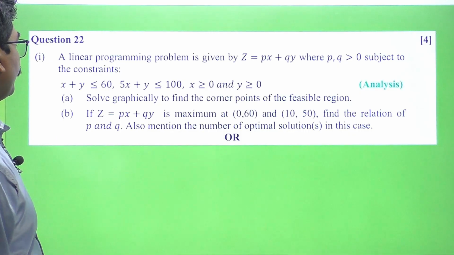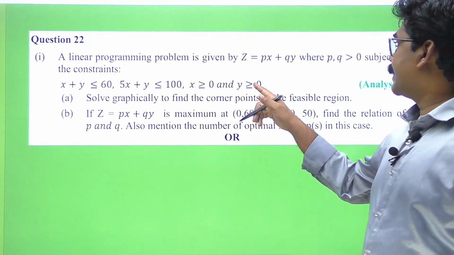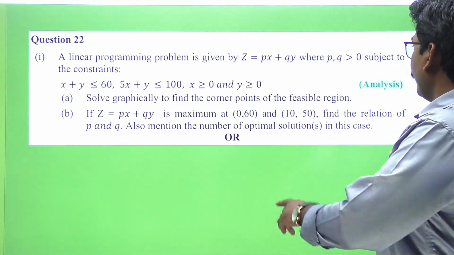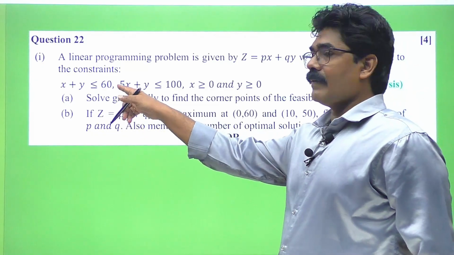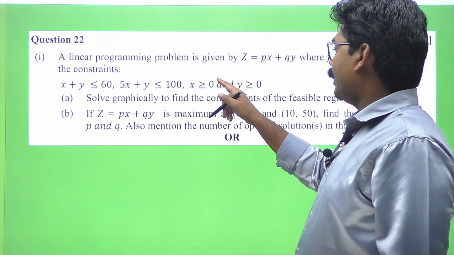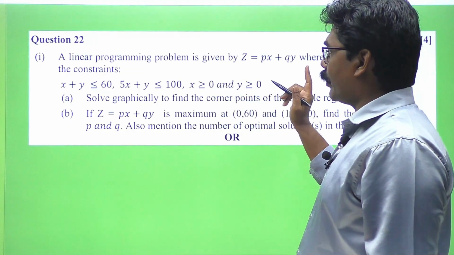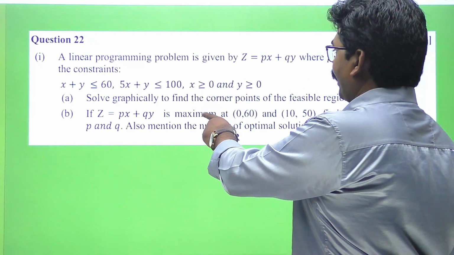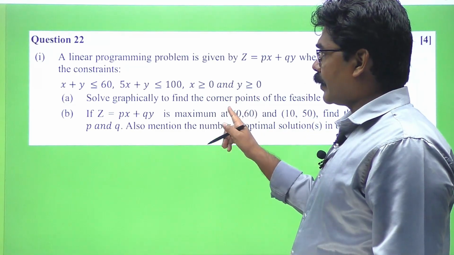Question number 22. A linear programming problem is given by z = px + qy, where p and q are positive, subject to constraints x + y ≤ 60, 5x + y ≤ 100, x ≥ 0, y ≥ 0. Solve graphically to find the corner points of the feasible region. Okay, this is the first part.